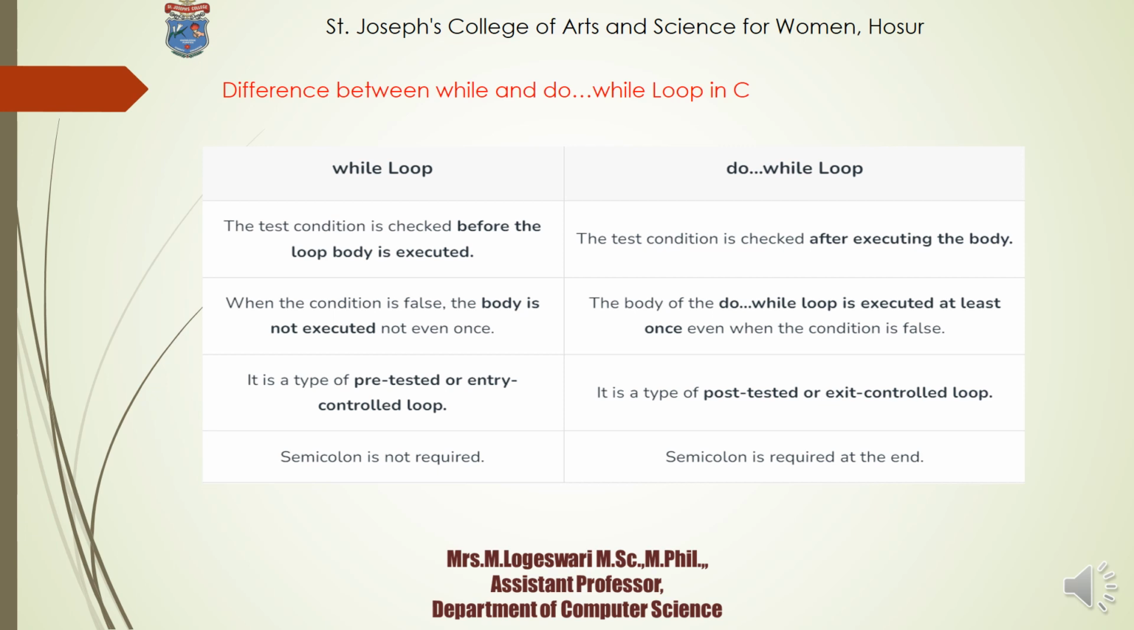The while loop is also called pre-tested. The do while loop is also called post-tested. A semicolon is not required for the while loop. A semicolon is required for the do while loop.